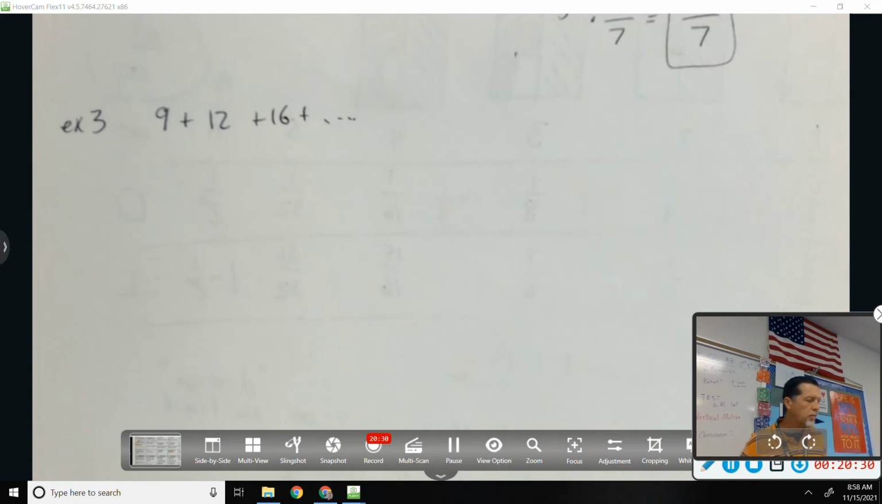Example 3. Nine plus 12 plus 16. It's not going to work. Why not? Because it's getting bigger. And it diverges. That diverges, and the sooner you recognize it, the less work you have to do. We're done.